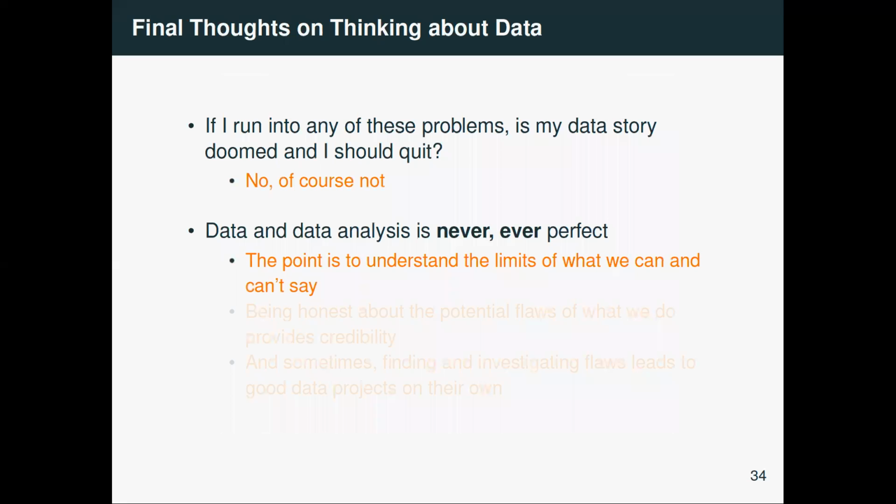But the point is to understand the limits of what we can and can't say, understand what those problems are, and understand the implications for the conclusions you can draw. Most importantly, it's about being honest about the potential flaws of what we do. It provides credibility, and it enhances your story. If there are ever data journalism stories that claim to be perfect or claim to not have any flaws, I immediately will discount it because that's simply not true. It never happens that way.